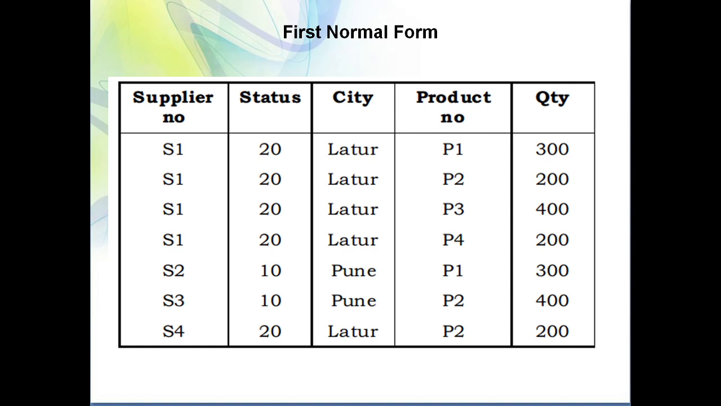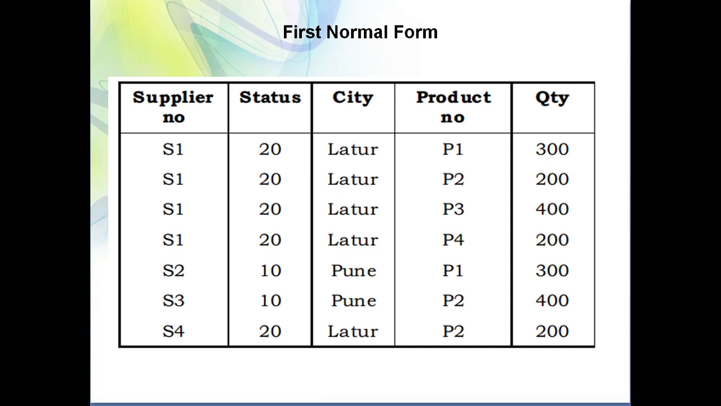Why does partial dependency exist? When we say that in this particular table there exists total dependency, what are the key attributes? Supplier number and product number are the key attributes. It means I am going to use these two attributes to find the value of every other non-key attribute. Then we say that there exists total dependency. But here, suppose I know the supplier number, I can tell the value of status. Suppose I know the product number, I can tell the value of quantity. That means in this table there exists partial dependency. That's why this table is not in second normal form.